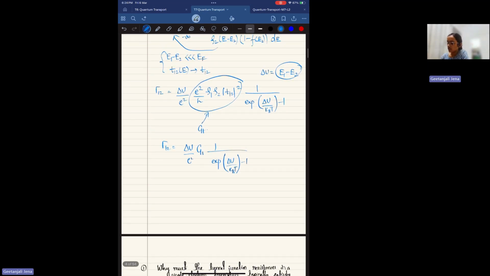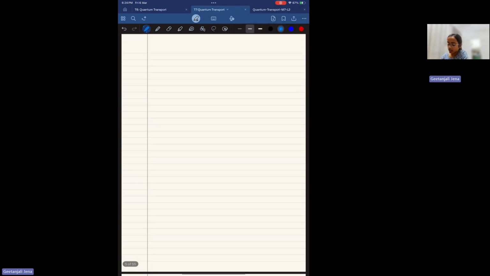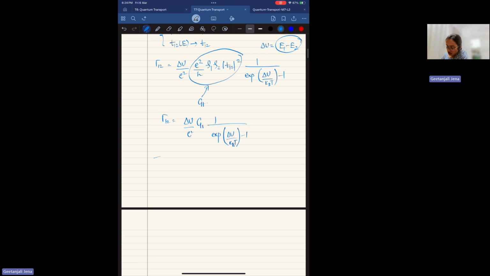So we can consider a case where the temperature is absolute 0 Kelvin. So for T equal to 0 K, we will find that gamma 1,2 is minus delta U by e square GT for delta U less than 0, because for delta U less than 0, the exponential term will be negligible.